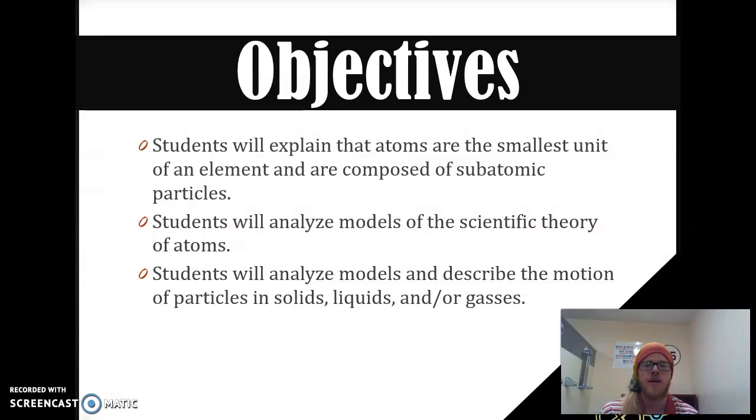You guys are going to analyze models of scientific theories of atoms. So one of our goals for this chunk is for you guys to be able to actually model atoms. And remember, your end of the quarter project is going to be building an atom in Minecraft. So you need to be able to model these things. You need to be able to draw models and visualize these models because you're going to need to be able to actually build one in Minecraft. And then we're going to analyze models and describe the motion of particles in solids, liquids, and gases, right? So a solid, like a frozen block of ice, a liquid, like a cup of water, or a gas, like if you're making tea, and you see the teapot start to blow steam out, right? That would be water as a gas.